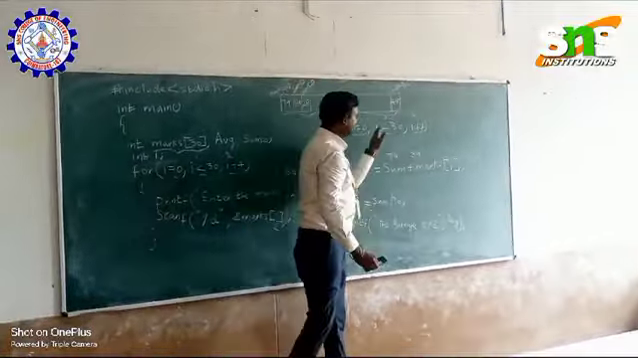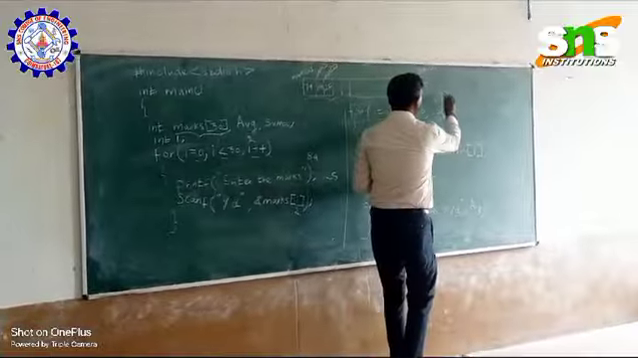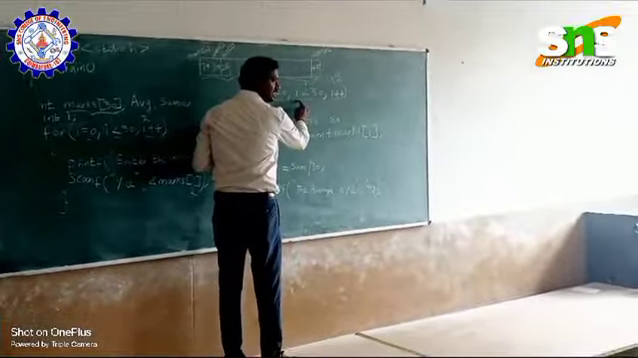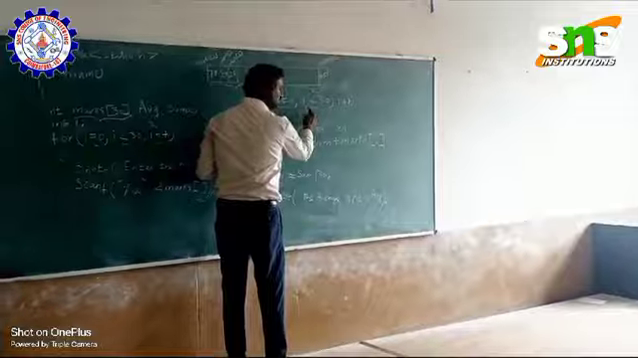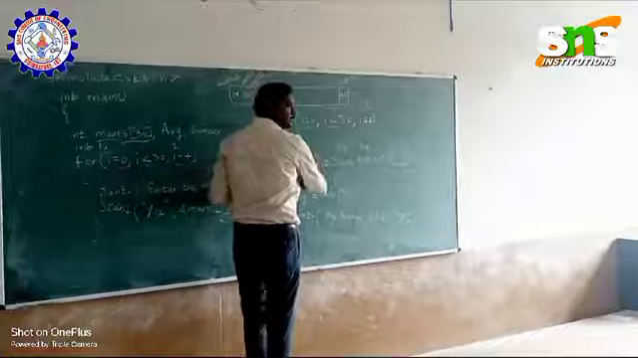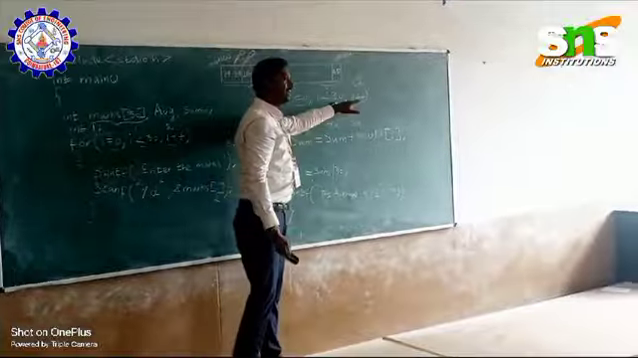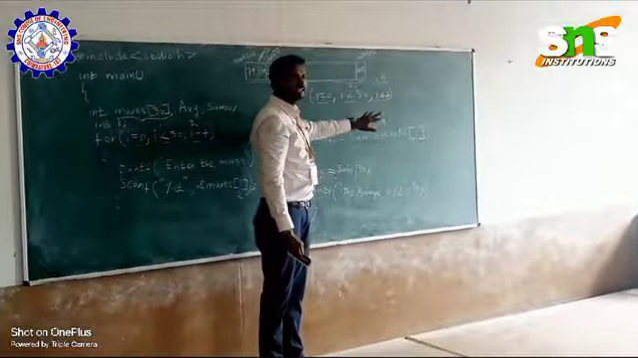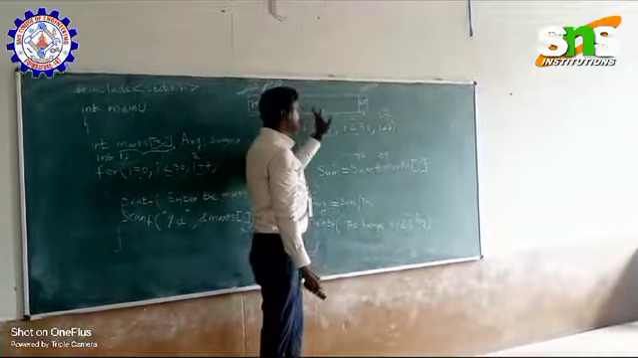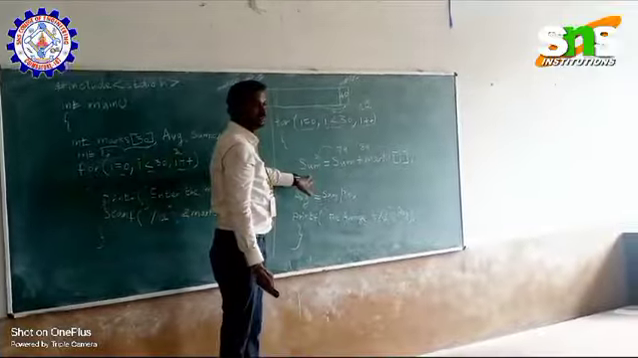Then again the i value is incremented by 1. So now the value of i is 2. Again check the condition. Yes, the condition is satisfied, so again the statement is executed once. This process is repeated until the condition is not satisfied. For example, if the i value reaches 30, then automatically the loop exits. Now all the values are added and the total is stored in the variable sum.